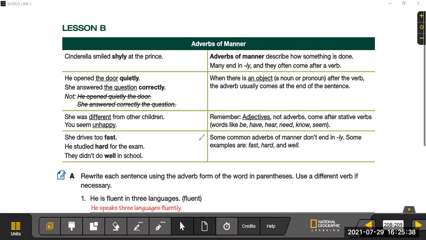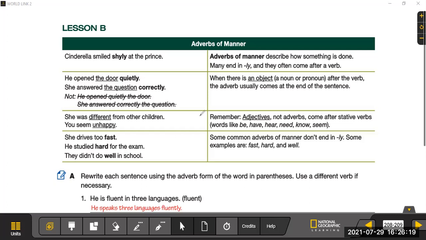And the rule number 4 says some common adverbs of manner don't end in ly. Some examples are fast, hard, well. So that means that we don't change these adverbs of manner. If I want to say, ella habla bien el inglés. She speaks English well. Okay. Él corre rápido. He runs fast. I cannot add ly to these verbs. Understand?